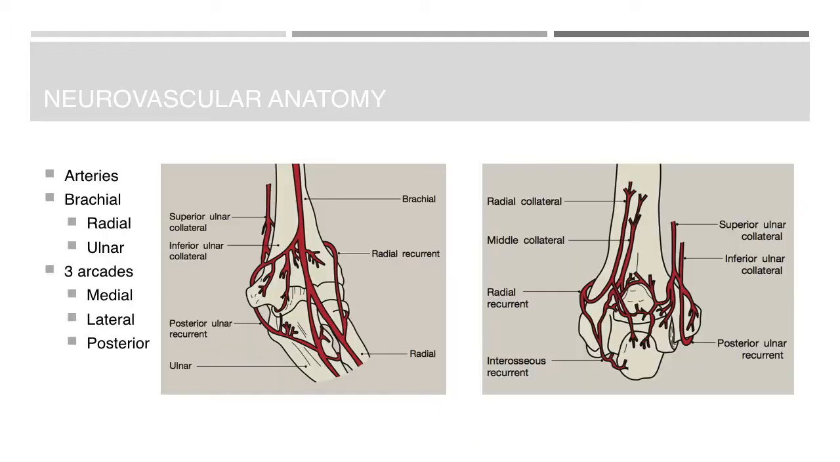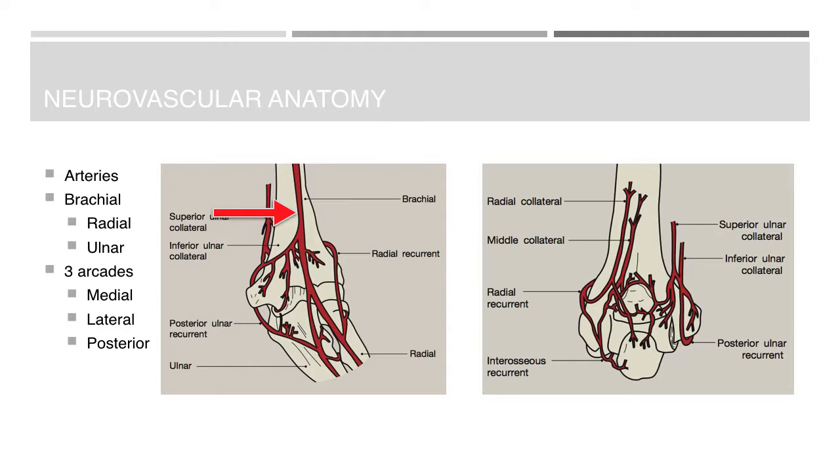Moving on to the vascular anatomy, the elbow is supplied by the brachial, radial, and ulnar arteries and their recurrent branches. The brachial artery courses down the medial arm between the median and ulnar nerves. After passing under the bicipital aponeurosis, it enters the antecubital fossa in the midline of the elbow, lying medial to the tendon of biceps brachii and lateral to the median nerve.